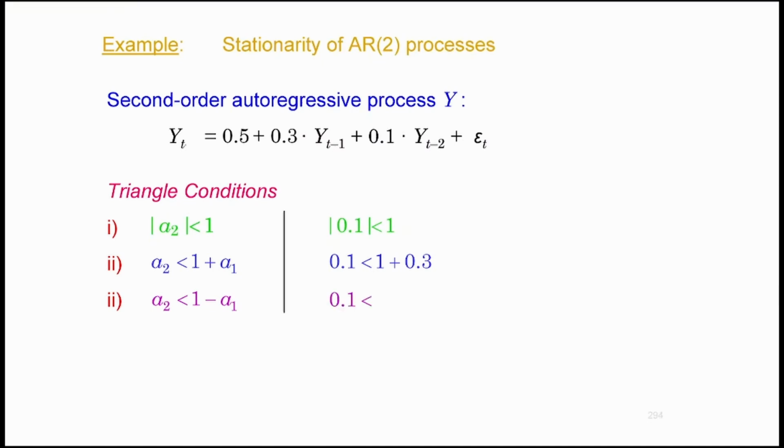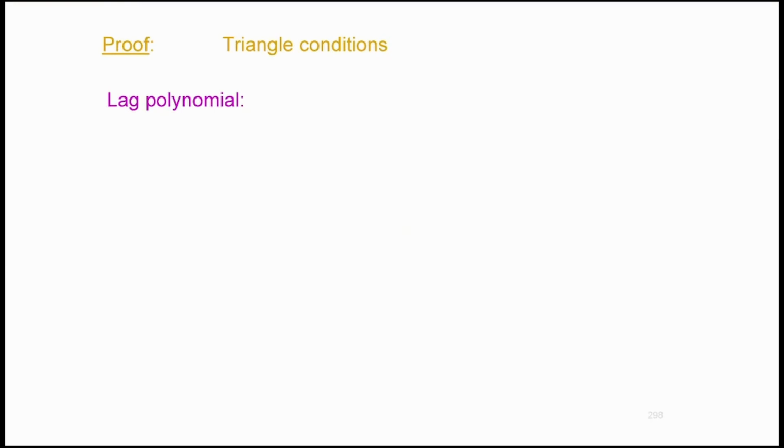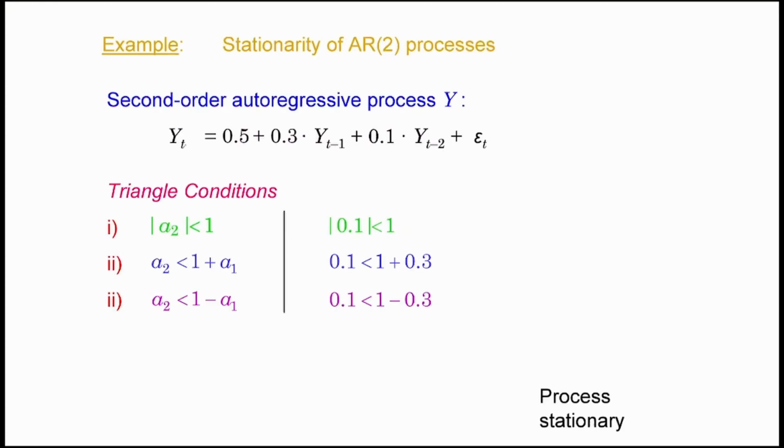And what about the third condition? The third condition is that A2 is less than 1 minus A1. A2 is 0.1, A1 is going to be 0.3, and 0.1 is less than 1 minus 0.3, which is, of course, 0.7. So the third condition is also met. Every single one of them is met, so that means that this process above is stationary. Is it clear? So this is how it works. You can apply that for your assignment if you like.